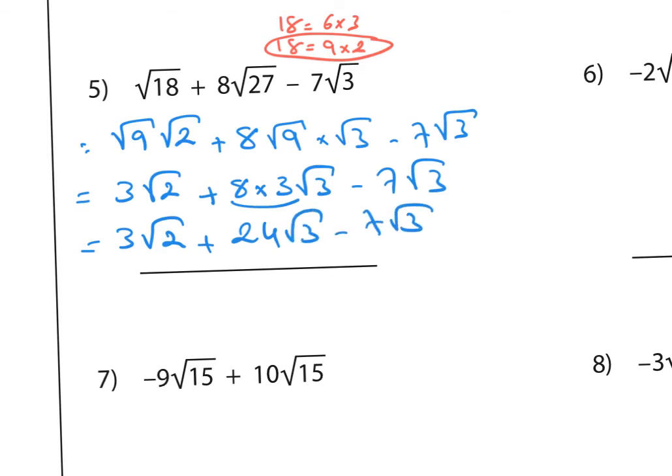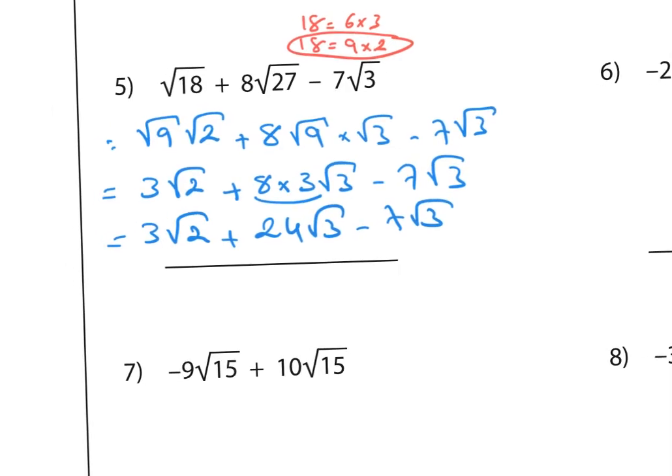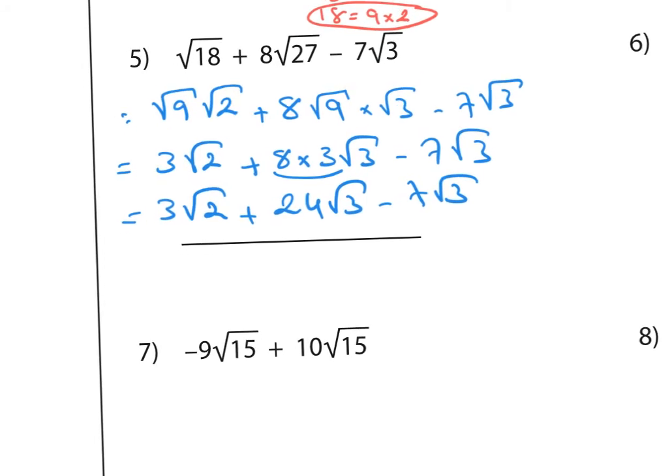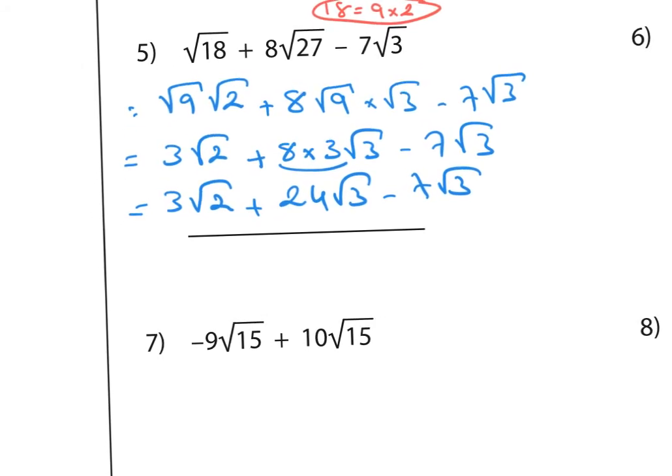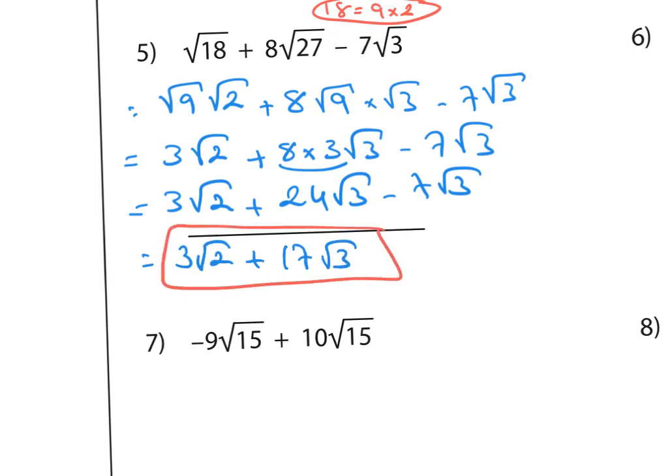Now we can combine the last two terms here. We have 24 square root of 3 minus 7 square root of 3, like 24 apples minus 7 apples, and that will be 17, right? 17 square root of 3. So it's going to be 3 square root of 2 plus 17 square root of 3, and I believe this is going to be the final answer because we can't go further, right?